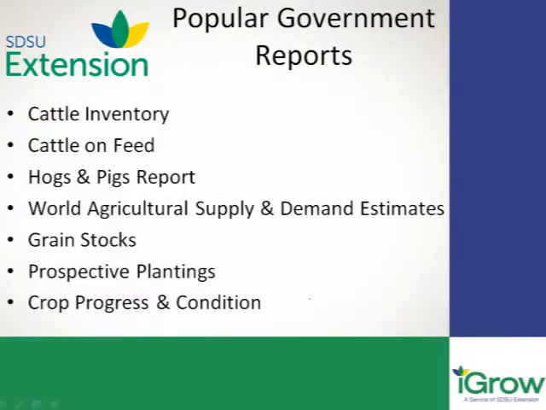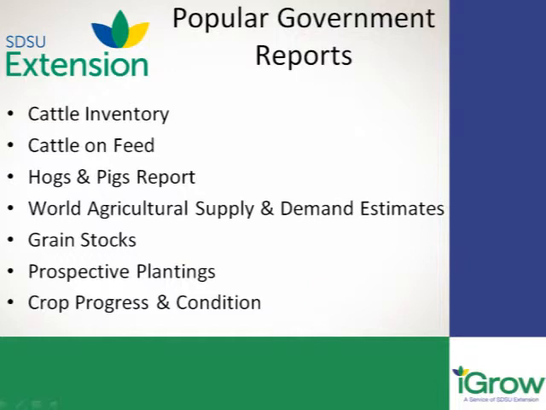Now, when we think about some of the government reports that we pay a lot of attention to if you're in the crop or livestock business, here in South Dakota or other Midwest states, we tend to think about some of these reports. The cattle inventory report comes out in January and July. The Cattle on Feed report is another USDA report that comes out monthly, typically on Friday afternoons at about 2 o'clock Central Time. The Hogs and Pigs report is a quarterly report that is released again by USDA, usually on Friday afternoons.